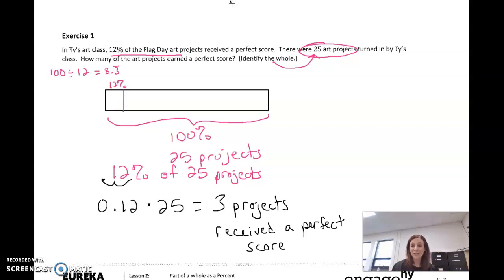So tape diagrams aren't going to always work for us. So in the next video, you're going to see how we can use this idea of part, percent, and whole to set up equations.